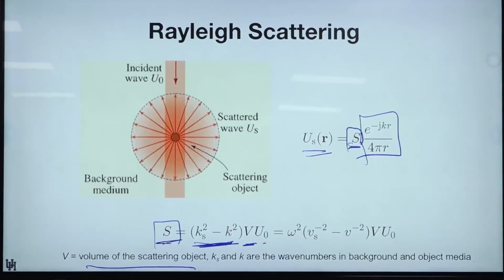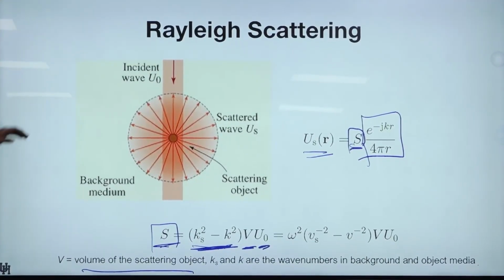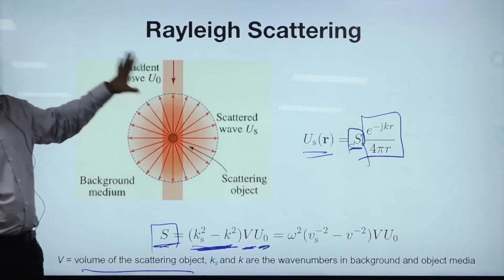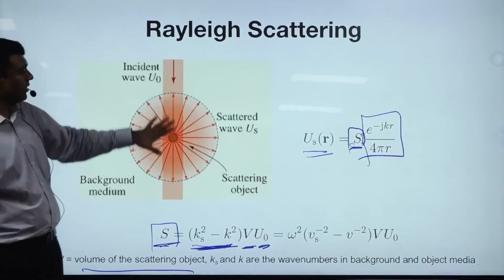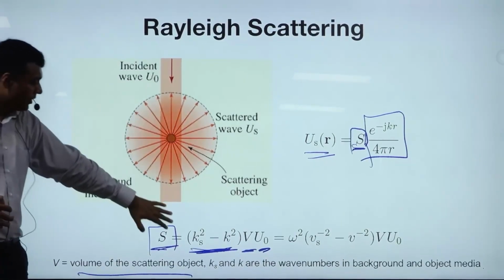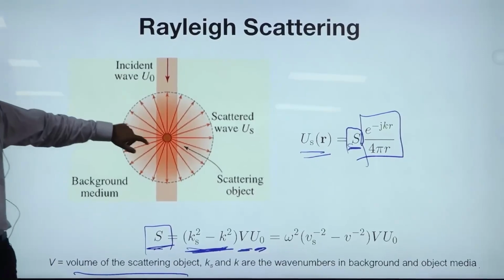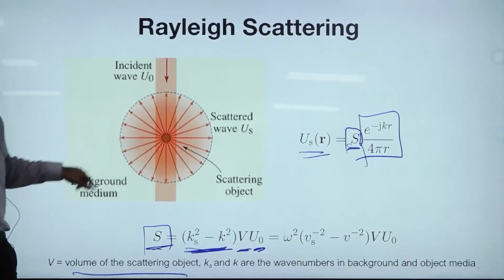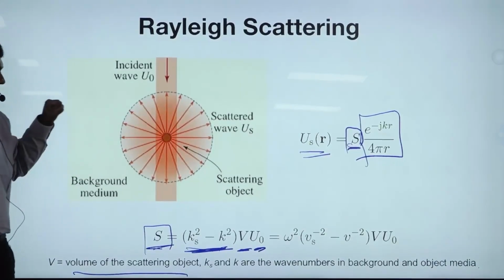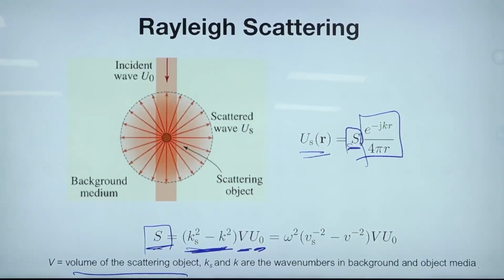It also depends on the amount of incident light. If 1,000 photons are incident, maybe 10 of them scatter. If 10,000 are incident, 100 of them scatter. So basically, it's proportional to the amount of light incident, proportional to the volume of the object, and proportional to the refractive index difference, where Ks is the wave number of the medium inside relative to the other side.